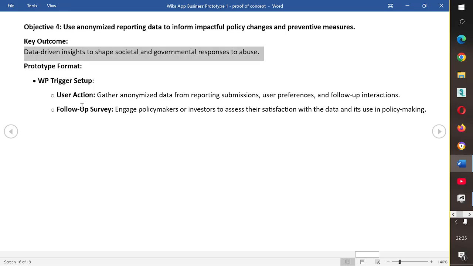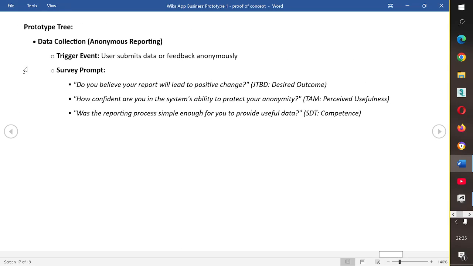Again, it has its user action and follow-up survey, but we'll look at the prototype format, which we have to build. These are the questions we'll be asking once we have the prototype. They'll use the prototype, then they'll answer this. These are again victims who are answering. All these are being answered by victims, or survivors, not by anyone else. It might be easier to get survivors than to get victims.